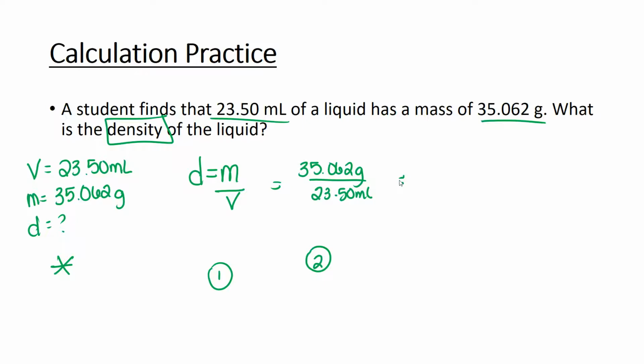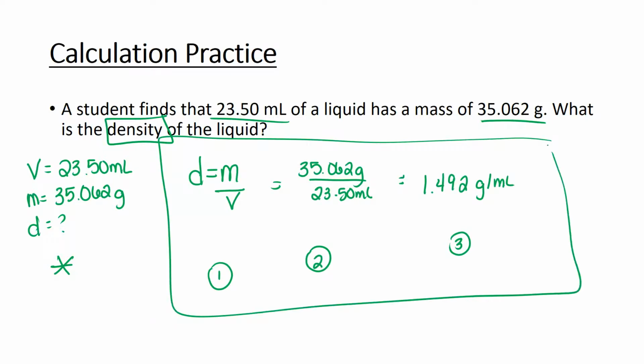So when I divide these out, I get an answer of 1.492. No units are canceling like in conversions, so we get our gram per milliliter unit. This is step 3, with sig figs and units for our answer. Okay? So again, this is what I should see from you at minimum.